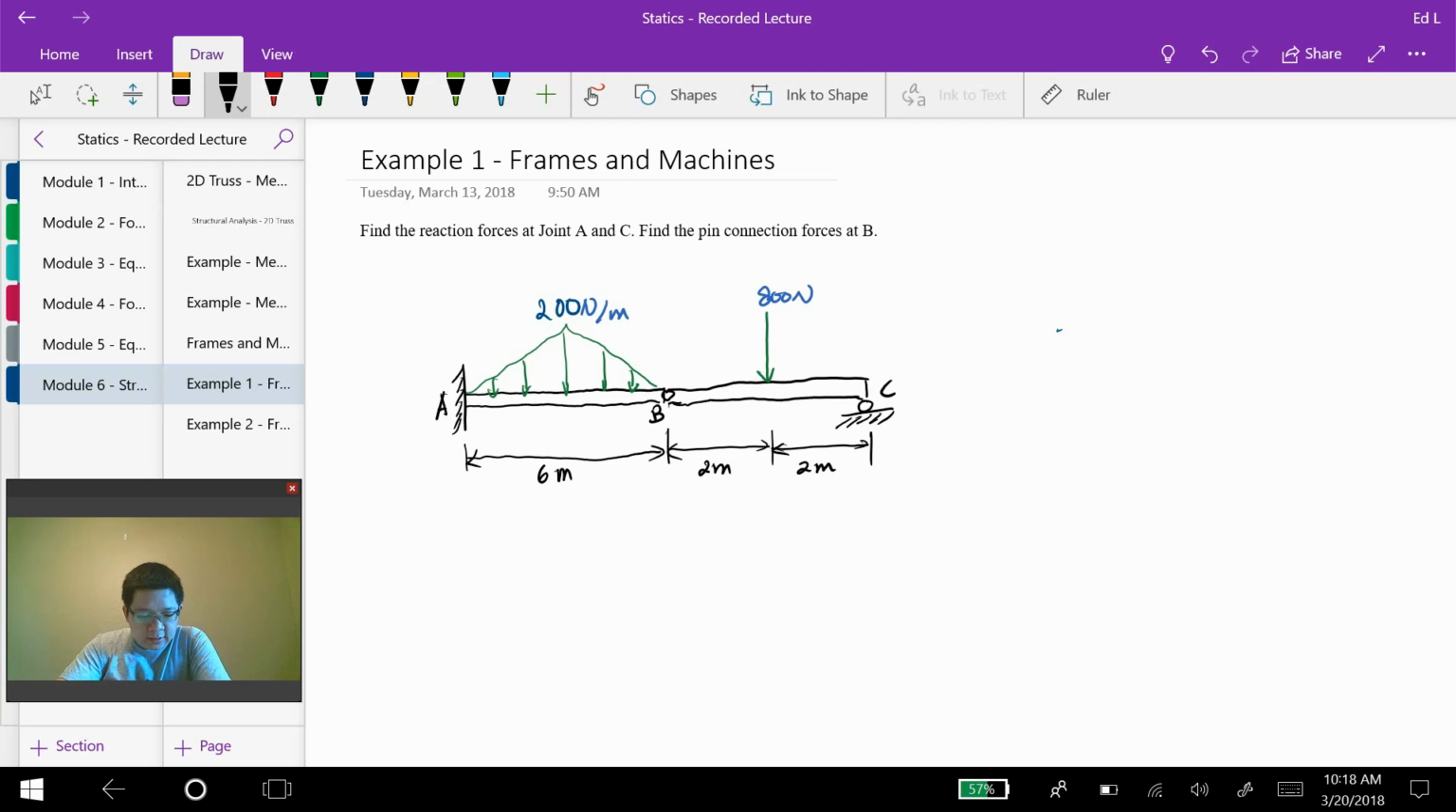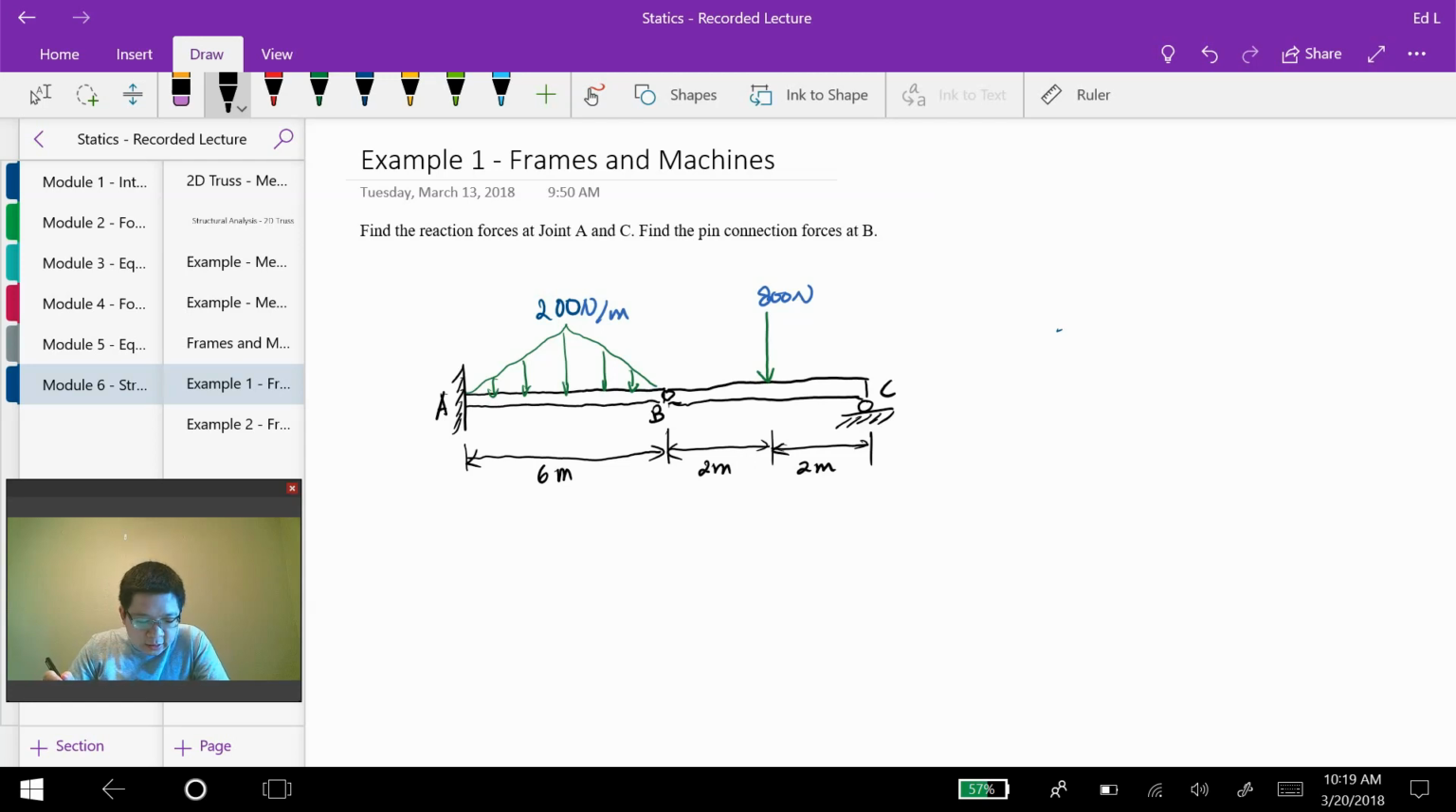Hi everyone, in this lecture we are going to discuss one example problem related to composite frames or composite structures. In this problem we need to find the reaction forces at joint A and C, where joint A is a fixed support and joint C is a roller support. We also have to find the pin connection forces at joint B.